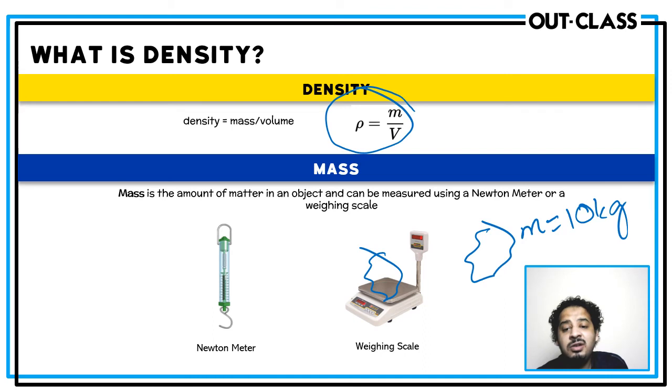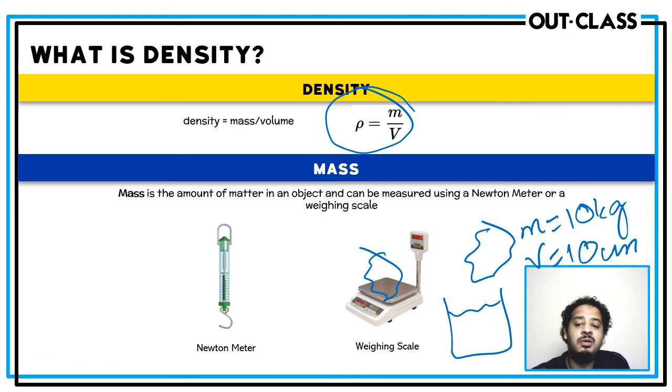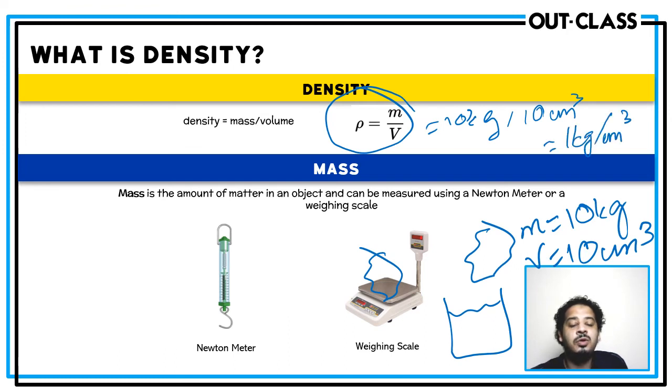So then how would you figure out the volume of this object? Well, you would put the object inside using the displacement method. You would put the object inside the beaker and then see how the volume changes and measure the change in volume, and that would give you the volume of the object. Let's suppose you do that and your volume comes to maybe 10 centimeter cube. Then what's your density? You would just plug in the numbers. You would do density equals 10 kg divided by 10 centimeter cube, and you would end up with 1 kg per centimeter cube as your density.